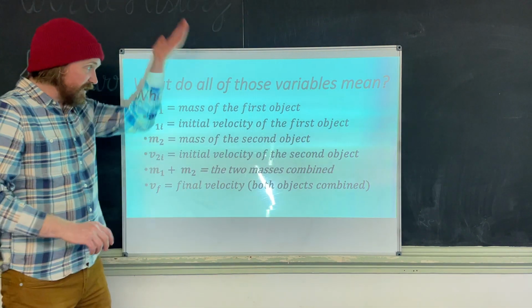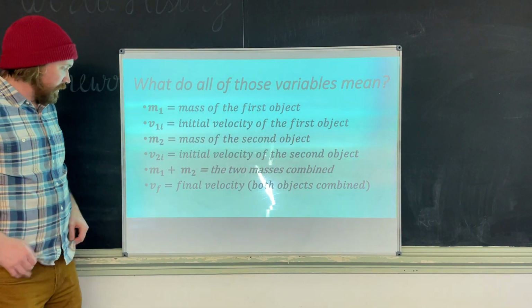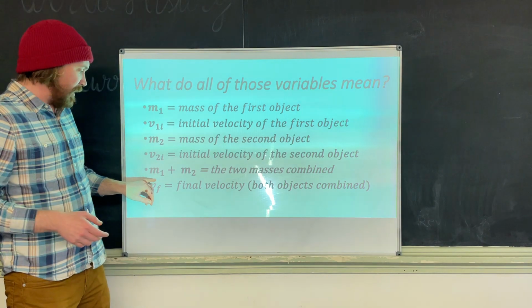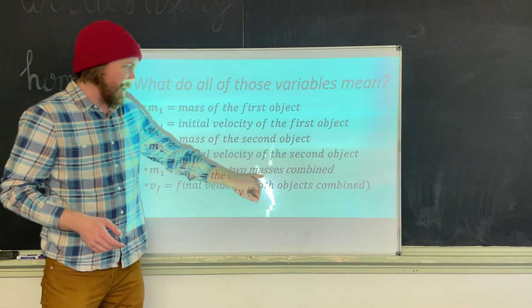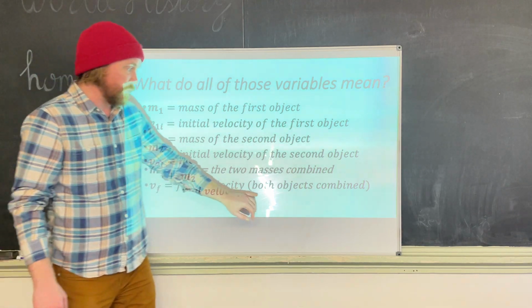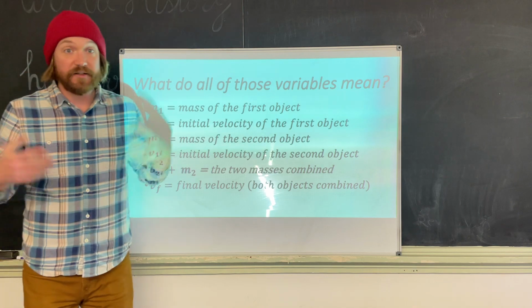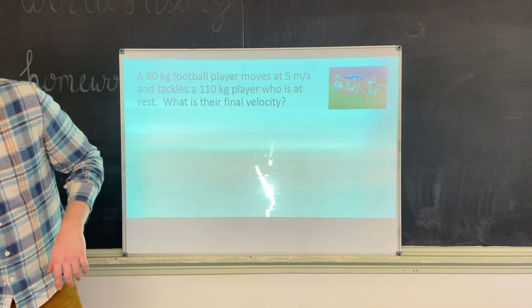Again, I give you the list of all of the variables. You can see them right here, okay? I've included that m1 plus m2 is the two masses combined, and let you know that vf is the final velocity, which is both objects combined, just to help you out. All right, so let's dive in and let's do some problems.